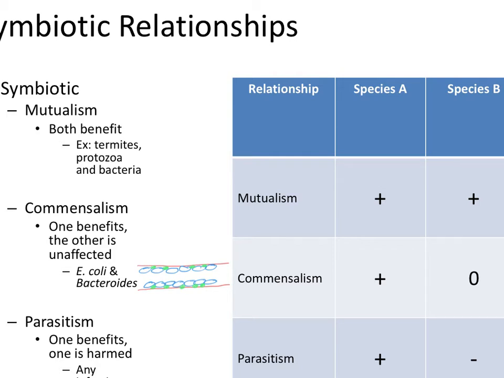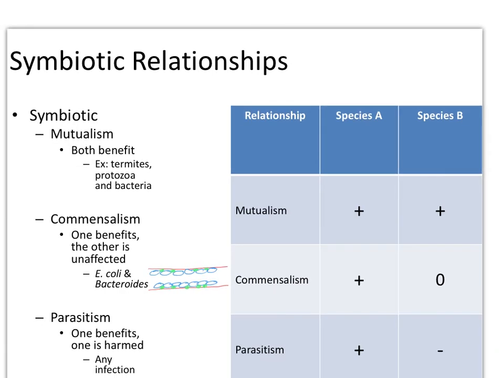The E. coli are not affected by this other type of bacteria at all. They will grow just fine without it. They will grow fine with it. It doesn't matter to them at all whether this other type of bacteria is there or not. So that's an example of commensalism.